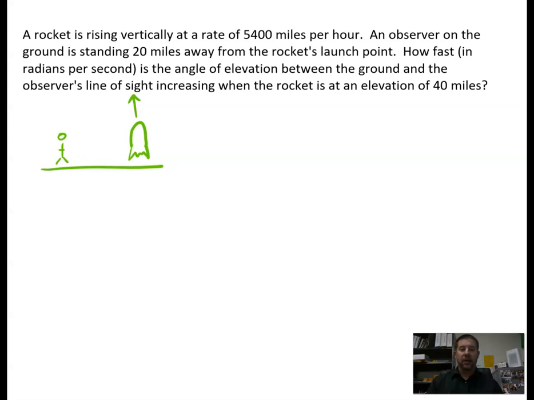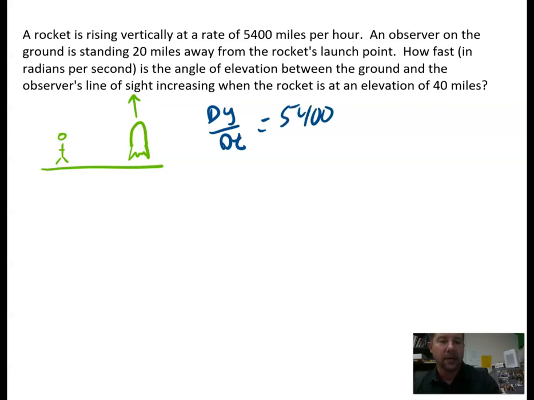Reading through this problem one more time. The rocket is rising vertically at a rate of 5,400 miles per hour. Because that's going up, that is our dy/dt: the rate at which it's going up, dy/dt, is 5,400 miles per hour. An observer on the ground is standing 20 miles away from the rocket's launch point. This is not changing. The height y was changing, so I should label y, but the distance from the person to the launch point is not changing, so I can put 20 right on my picture.